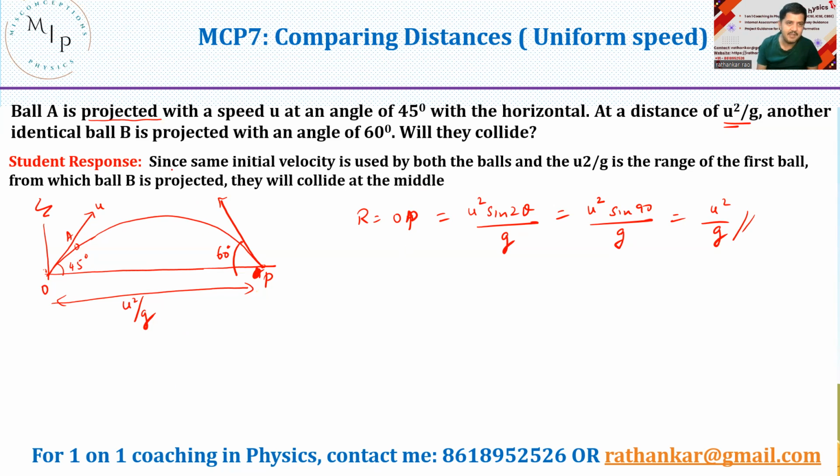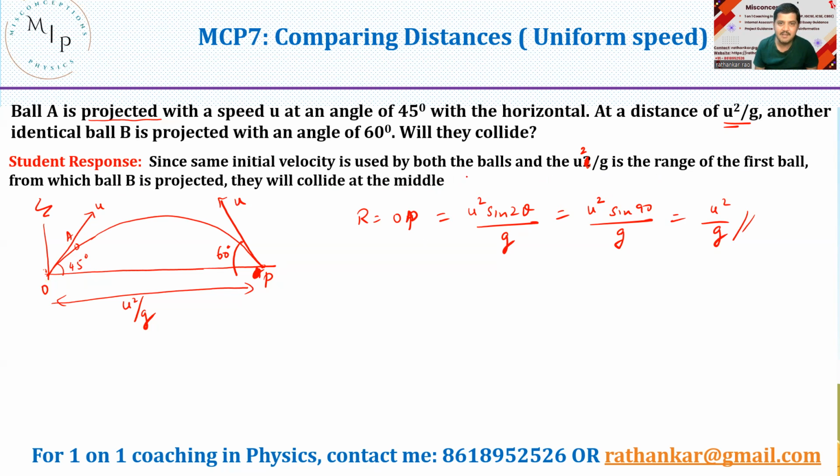Now, what the student did was something like this. Since the same initial velocity is used by both the balls. He is throwing this one also with the same initial velocity, from the point where the first ball terminated, but the only difference is the angle is 60 degrees. He thought, this is u square by g, and it is used by both the balls, and u square by g is the range of the first ball from which ball B is projected, and they will definitely collide at the center. This was the reasoning being made.